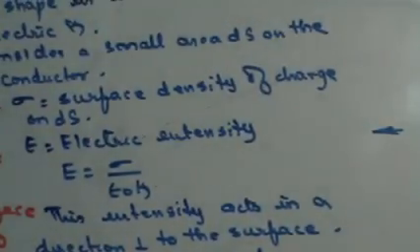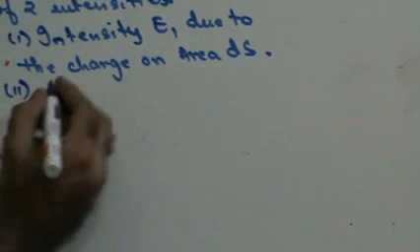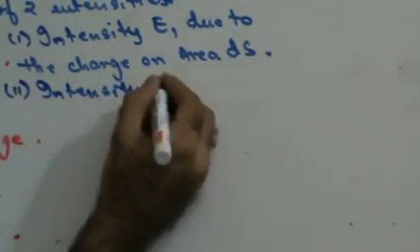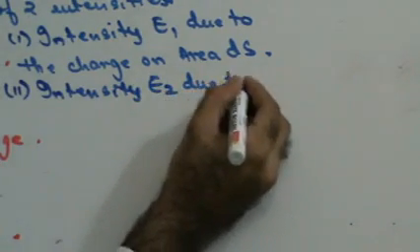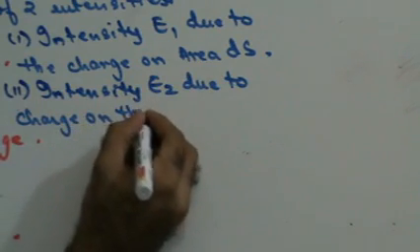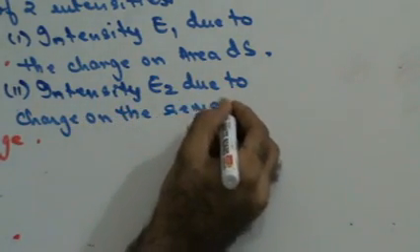Next, the second intensity that will be generated is intensity E2 due to the charge on the remaining surface of the conductor.